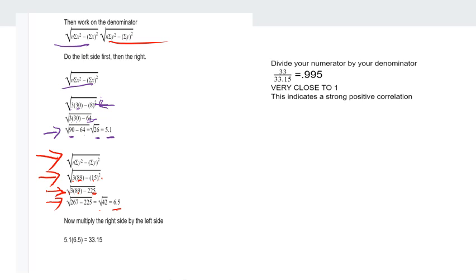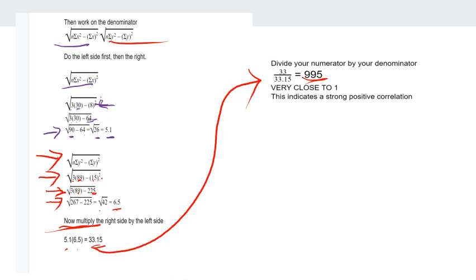So then what are we supposed to do when we have our two parts? We're supposed to multiply both parts. So go ahead and do that. 5.1 times 6.5 gives us 33.15. And then what do you do with that 33.15? Bring it all the way back up, because remember the original equation had a numerator and a denominator. Our numerator was 33, from the previous slide, and our denominator is 33.15. So go ahead and divide, and we get 0.995.